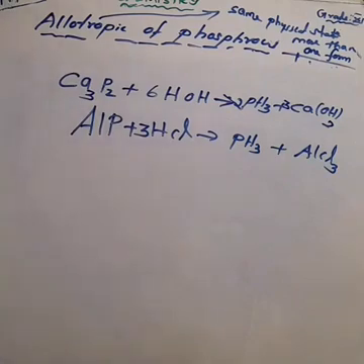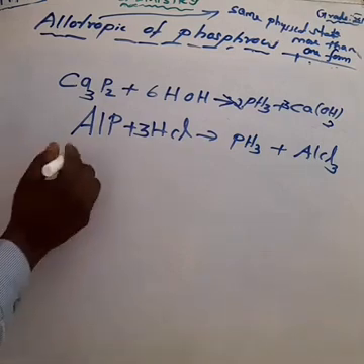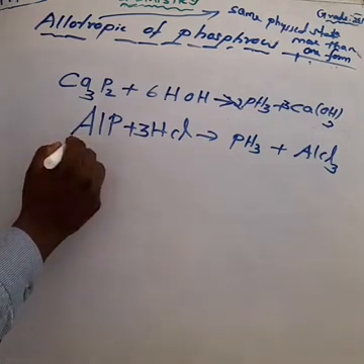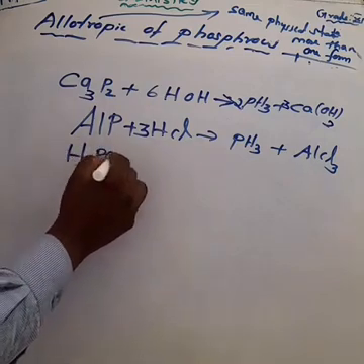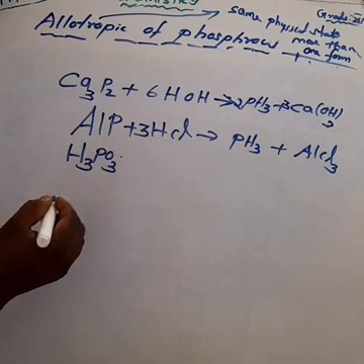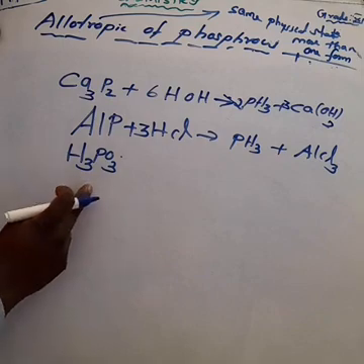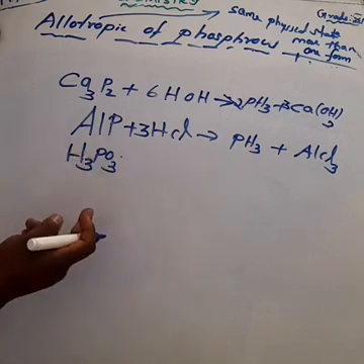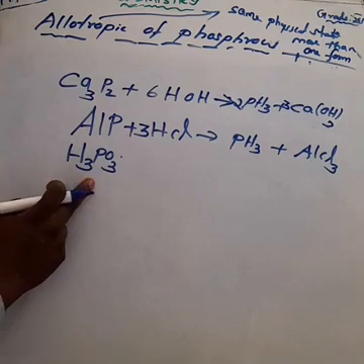Next, one of the very important questions: how is phosphine prepared from phosphorus acid? Otherwise, what happens when phosphorus acid is heated? We know the phosphorus acid formula. What is the formula? H3PO3.